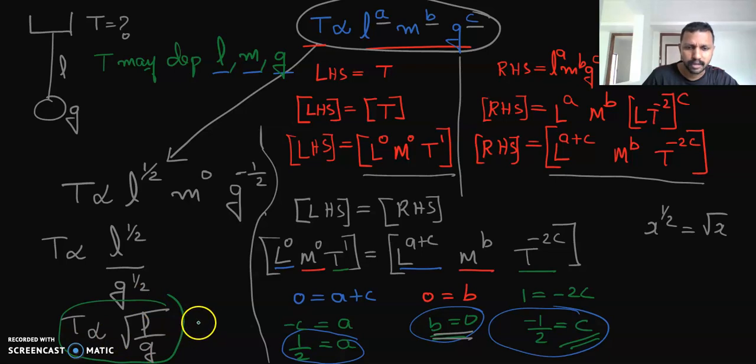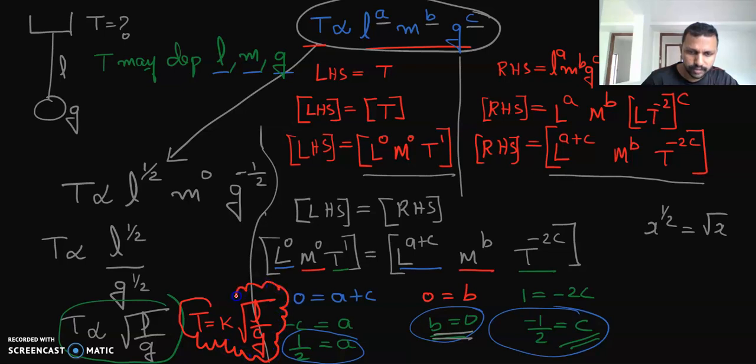If we have to write it in equal to terms, we have to write T is equal to a constant into root of L by G. What's K? K is a constant. And what's the value of that constant? The value of that constant cannot be obtained by dimension analysis.